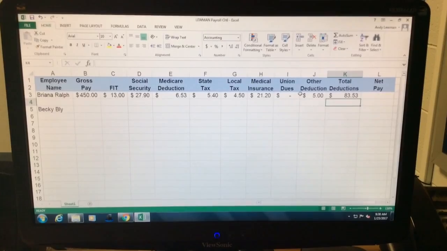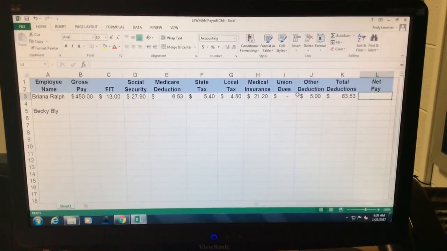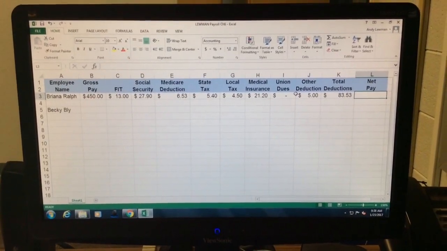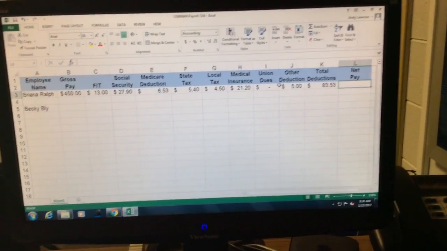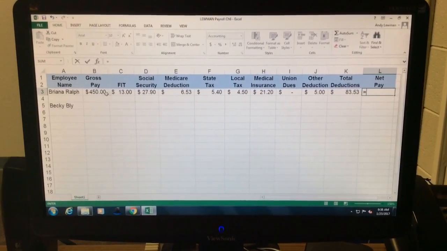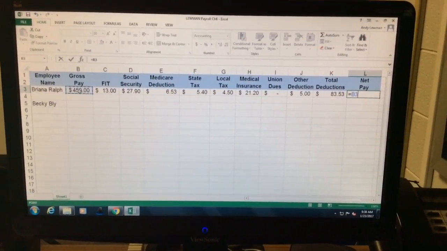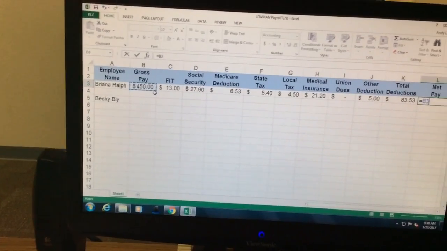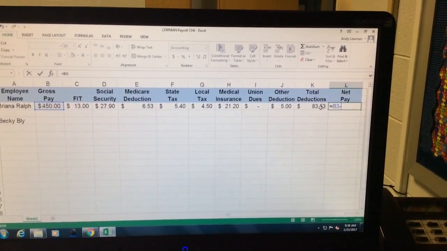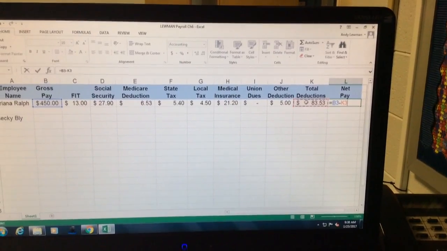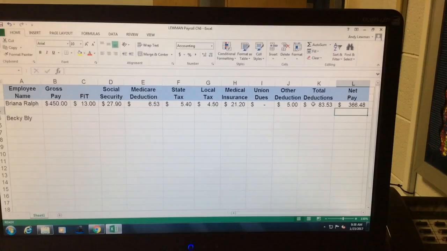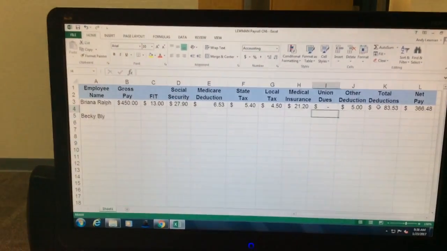You should get 83.53. Net pay, we said, or take home pay, was equal to the gross pay. So we would go equals and click on the 450 for gross pay, and then subtract the total deductions. So hit minus and then click on 83.53. That gives a net pay for Brianna of $366.48.